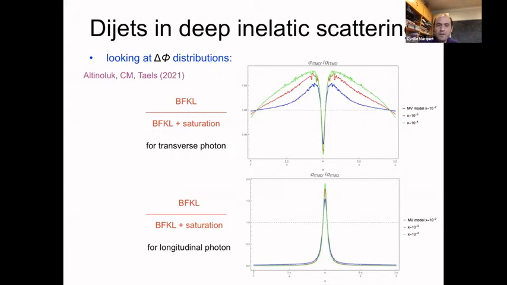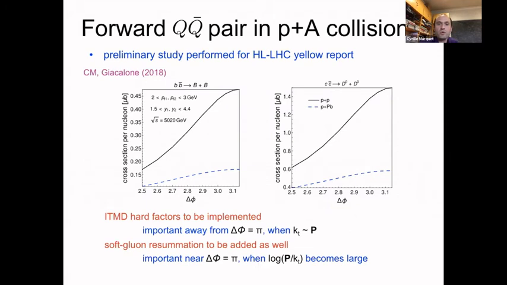Another place where one could look at this is heavy quark, anti-quark production in pA collisions in the forward direction. This is something that we looked at a few years ago, but very superficially, which was done for a yellow report for the high luminosity LHC yellow report. But this is something that we plan to continue to do a bit more seriously.